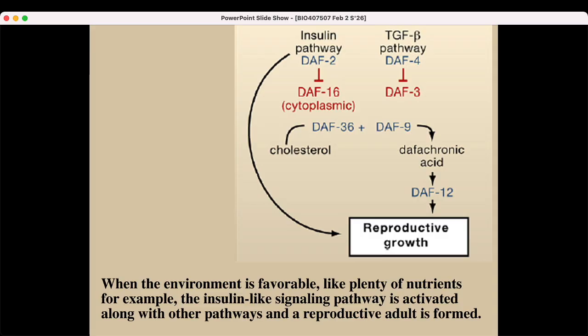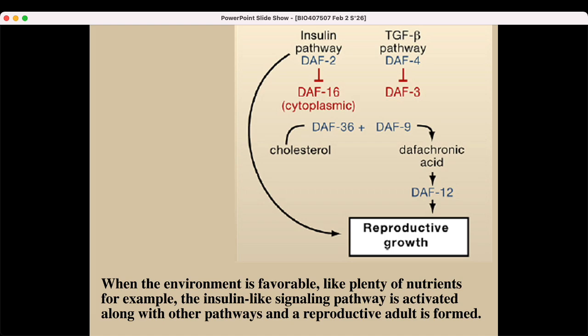See over on the right, there's this word dafachronic acid, and you see how it's made from cholesterol. So it's showing that all the DAFs are specific genes, and in C. elegans they number genes instead of naming them like insulin and hemoglobin. They're given numbers. So DAF36 and DAF9 were mutants that affected the ability to go into diapause, and they were needed to go into diapause.